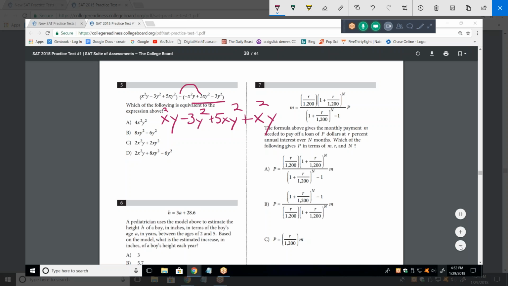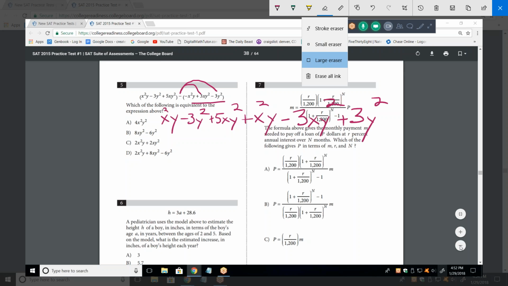Negative 3xy. Minus 3xy squared. And that negative sign has to be applied to that term. So what does the last term become? Plus 3y squared. And that's the only hard part of this problem, making sure that you apply that minus sign to all terms that are in the parentheses. That's why removing the parentheses isn't so easy there.